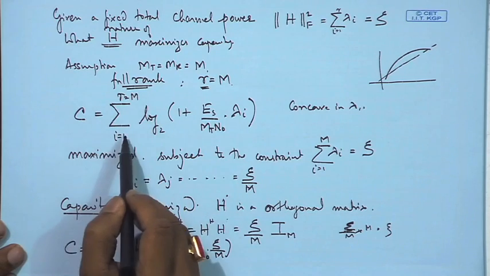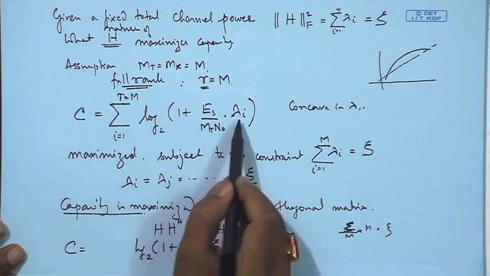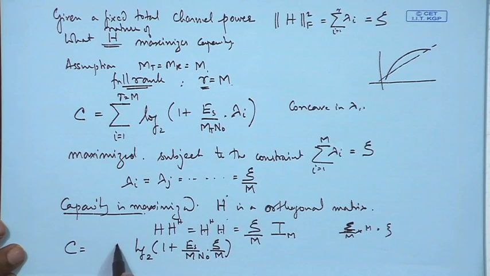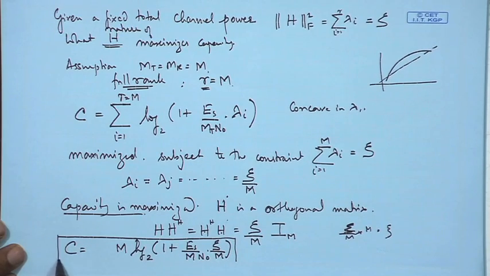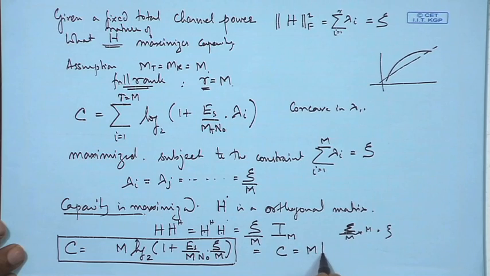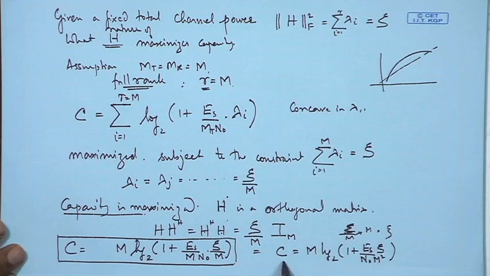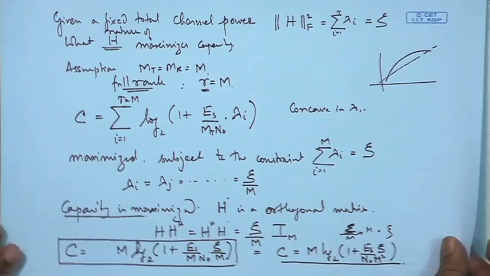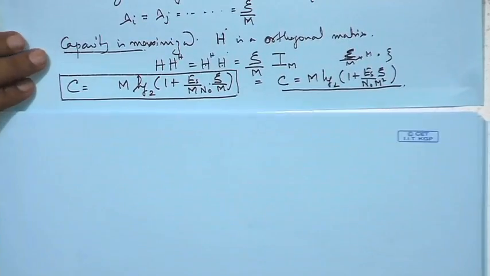So, therefore, each of the components of the summation are all the same, and therefore we could simply write it as m times log base 2 of 1 plus Es by m times n naught m squared, or we could simply write it as C is equal to m log base 2 of 1 plus Es upon n naught m squared times zeta. Okay. So, one tiny step left after this, although we will move on to a new page with this.